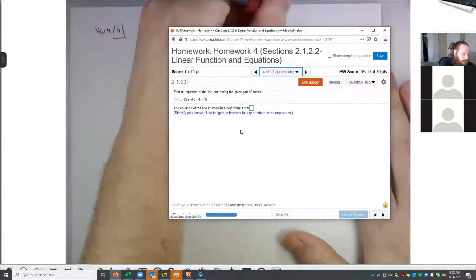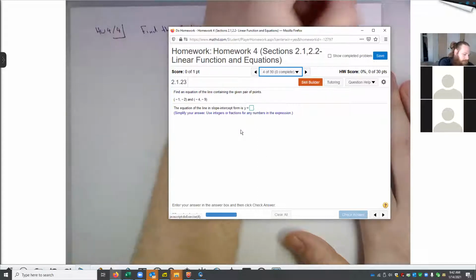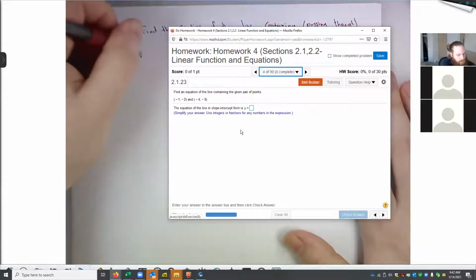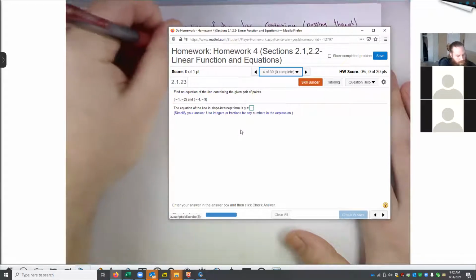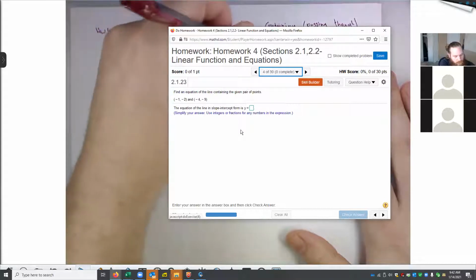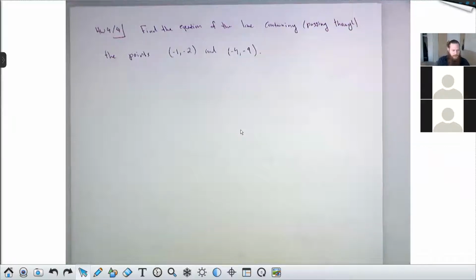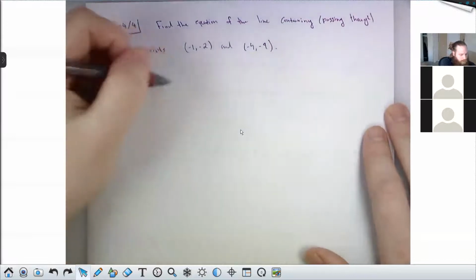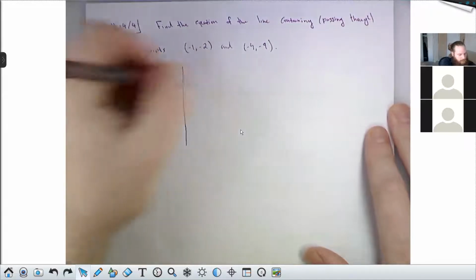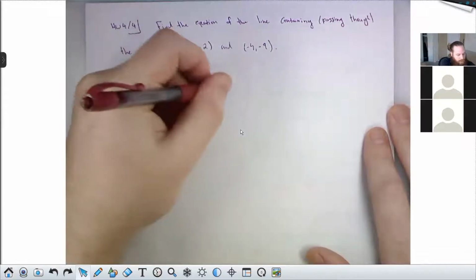containing, I think usually I say this as passing through the points -1, -2, and -4, -9. It's never a bad idea to draw the picture. All right, so we can take a second to sketch this picture. You notice that the x values and y values are all negative, and the y values go quite a bit down. So I'll give myself a lot of space like this when I draw my axes.